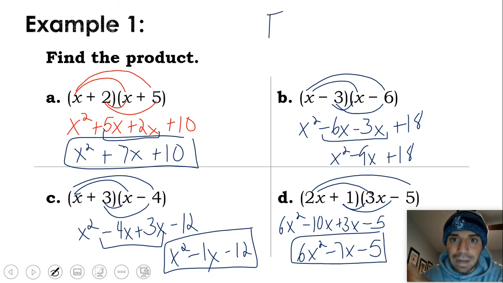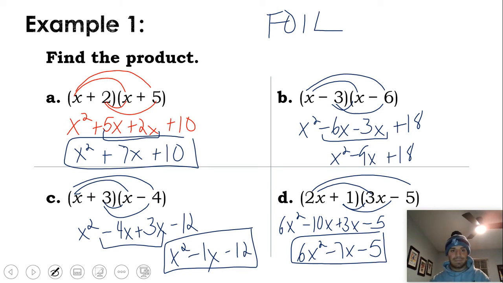And again, we're using that FOIL technique on these problems. It's just distributing. That's all you're doing. You're just multiplying things together.